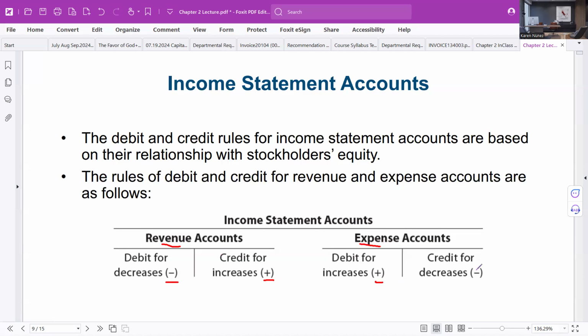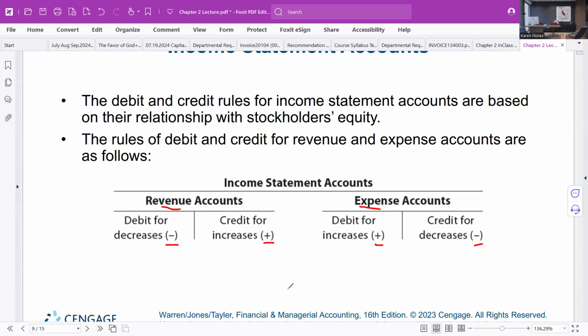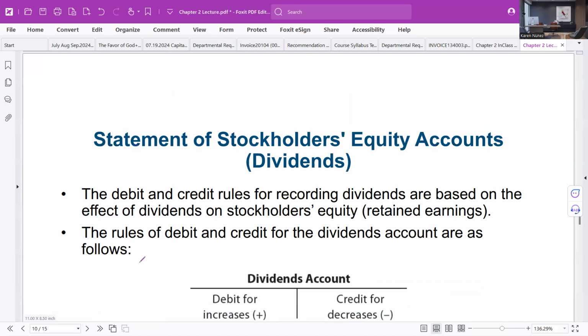And if we want to increase equity, we'd have to do it with a credit. Expenses typically decrease equity, so we record expenses with a debit, and if we want to decrease our expenses, we would do it with a credit. In addition to revenue and expenses, we also have the dividends account.